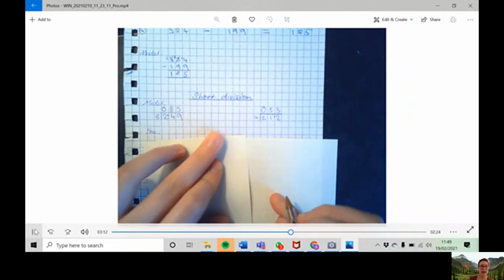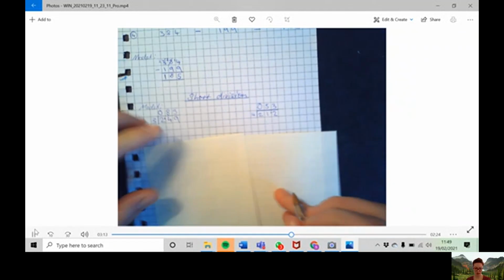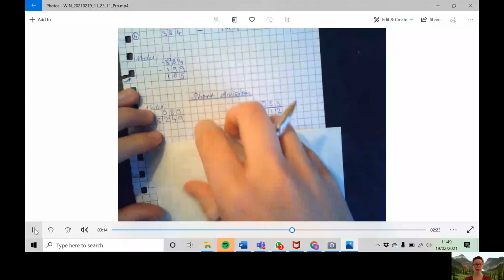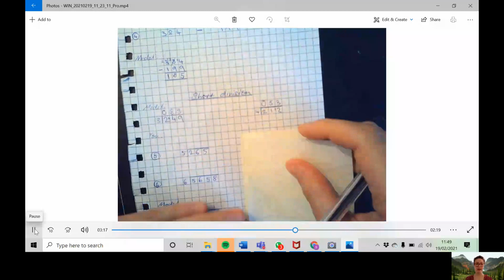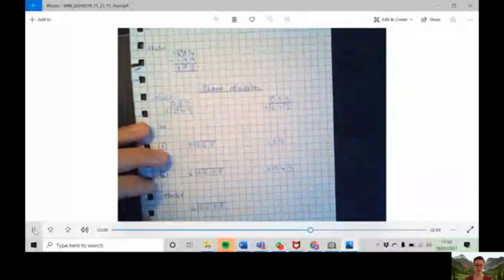All right, now that I've modeled these 2 short divisions for you, I would like you to please do these 2 independently, write them down, and only after you've done them can you check the answers. So there are the answers. I'm going to model the last one for you down here.